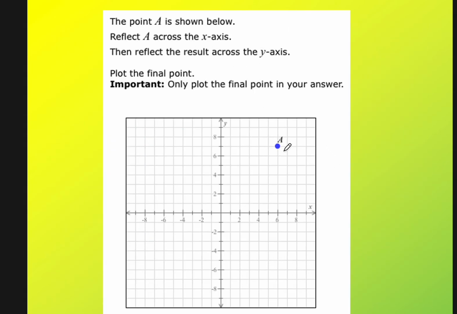Okay, the point A is shown here. Reflect over the x-axis, then the y-axis. Okay, it is right now 7 above, so we're going to put it 7 below. So there's A prime. And then it was 6 to the right, so now we're going to put it over 6 to the left. So here's A double prime. Here's my answer. So we should find the opposite x and the opposite y. So instead of 6, 7, it should be negative 6, negative 7.